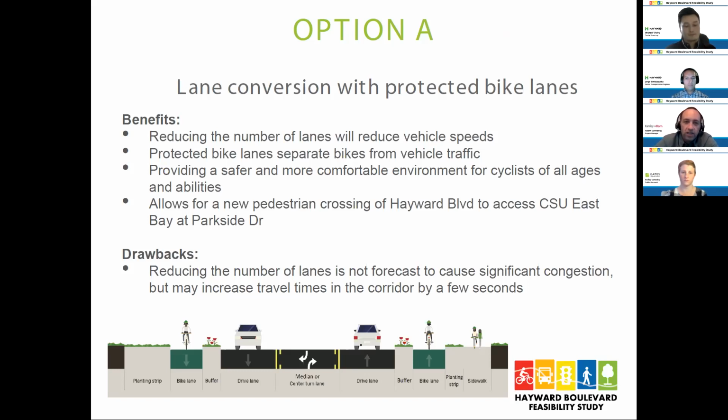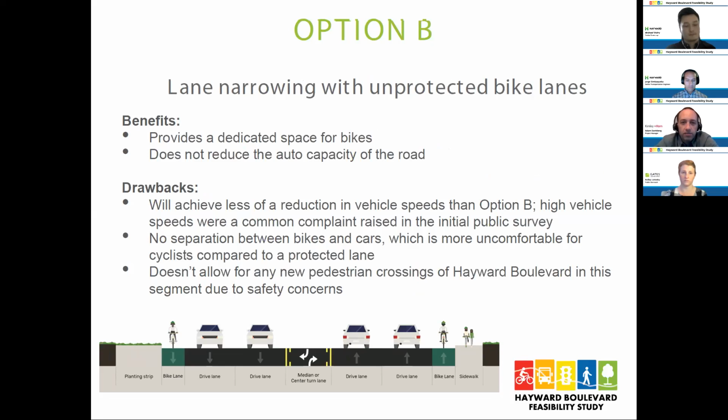We have done traffic analysis. We showed that the impact to travel times for autos would be very minimal, on the order of a 5 to 10 second increase for drivers. Next slide. So option B still provides some benefits.